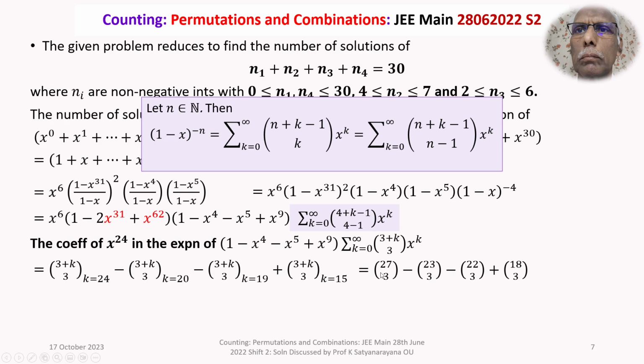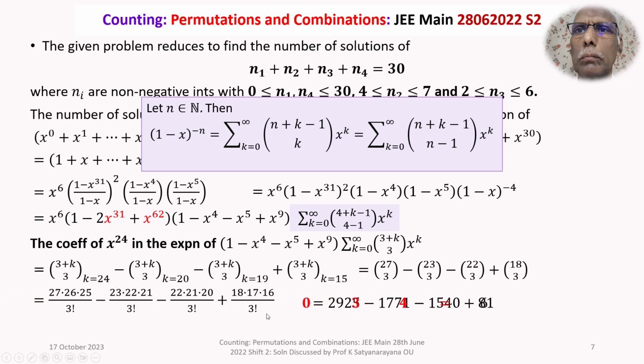Now the problem is over. Now it's only a matter of computation. So write down for this one. 27 choose 3 is 27 into 26 into 25 by 3 factorial, minus 23 into 22 into 21 by 3 factorial, minus 22 into 21 into 20 by 3 factorial, plus 18 choose 3, which is 18 into 17 into 16 by 3 factorial. That is equal to multiply, simplify and multiply.